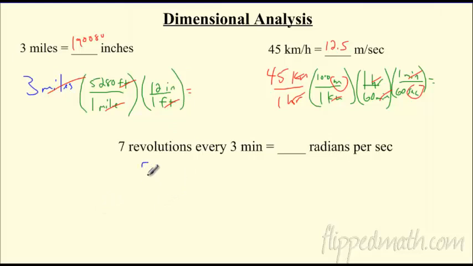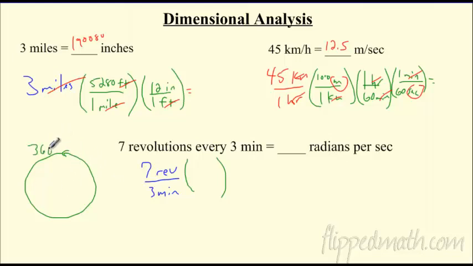What about revolutions? 7 revolutions every 3 minutes. So I want to convert this into radians per second. This is where we're going. This is the direction we're heading. So it's the same idea. What do I know about revolutions? Well, a revolution, not in a war kind of sense, but in a circle kind of sense. One revolution is how many degrees? If you do one revolution, you do 360 degrees.